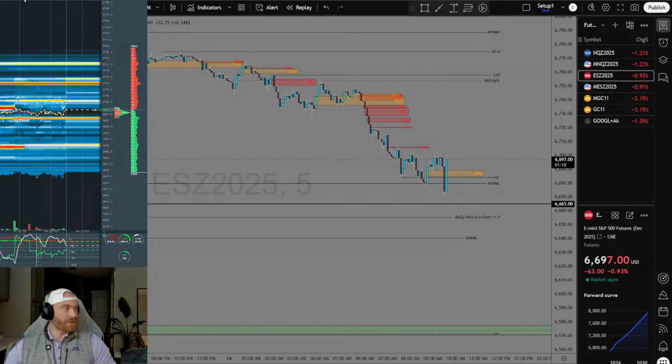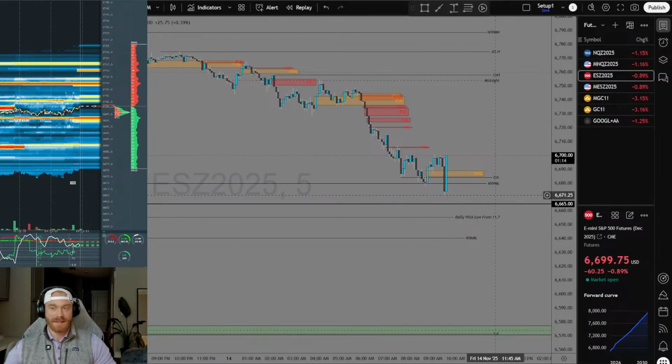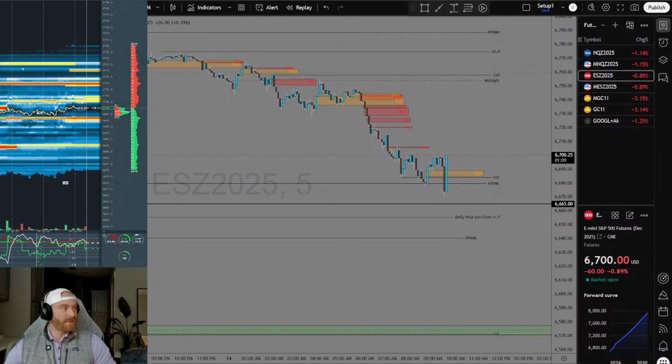I'm still thinking that we push a little lower here, but I could be wrong. That 70 level might have been the line in the sand. A couple of orders got yanked lower.